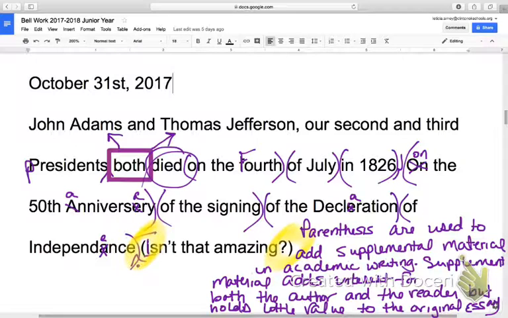So the saying, "Isn't it amazing?" basically reflects back to the idea that they both died on the 4th of July, 50 years after they signed the Declaration of Independence. They're two of the first signers on our Declaration. And the fact that they died 50 years after the signing on the same day, pretty cool fact. Anyway, so that just adds some interest, but it holds very little weight to the facts that are stated and given. And in an academic essay, it'll need to be set off in parentheses. I hope that makes sense to you.